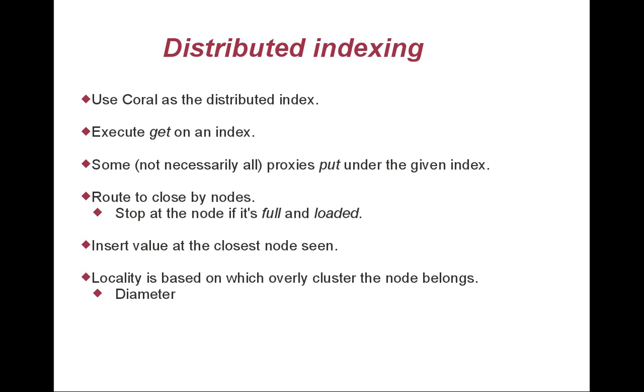And stop if the once you're routing to the closest nodes, you'll either stop if you find the closest nodes, or you'll stop if the node is full. In other words, it has reached the maximum number of values for the key, or it has been loaded when there's heavy write traffic for a particular key, rather. And locality is based on which overlay cluster, and I'm sorry, this is a typo. And each region of the overlay cluster is called the diameter.